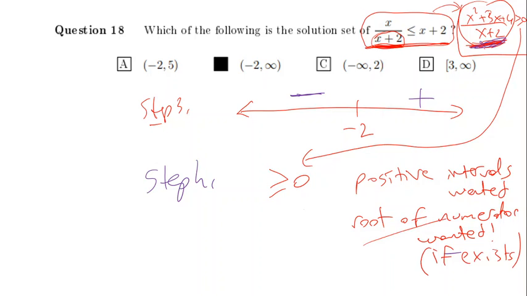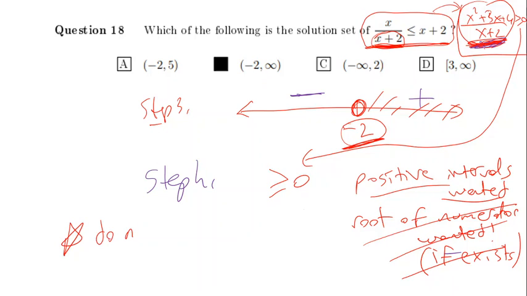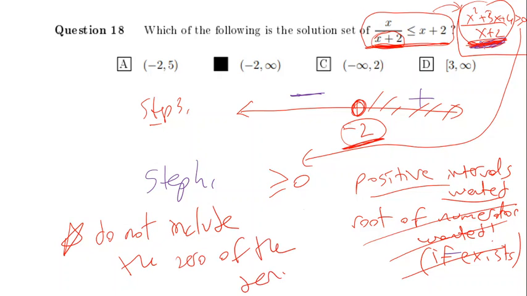Now it doesn't exist here, the root of the numerator. This is the root of the denominator, so we don't take it, but the positive intervals, so we have this part, and we don't want this. This is the denominator, the root of the denominator, never allowed in the solution. Do not ever include it. So in this case, it will be -2 up to infinity, so it will be this.